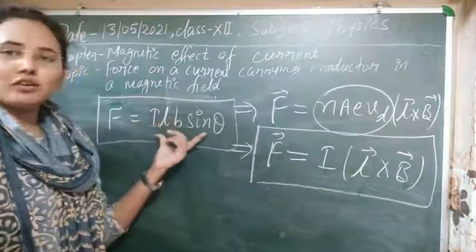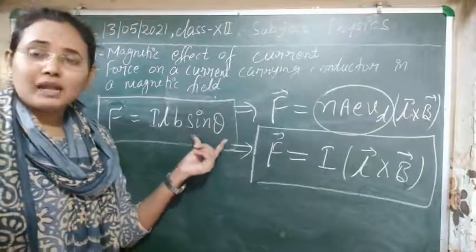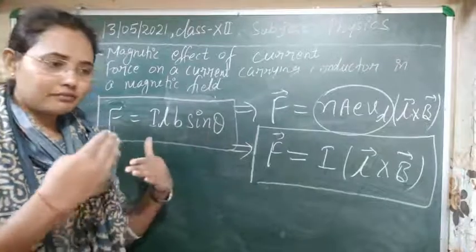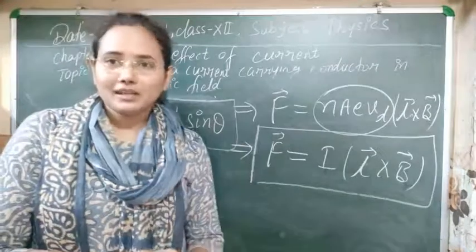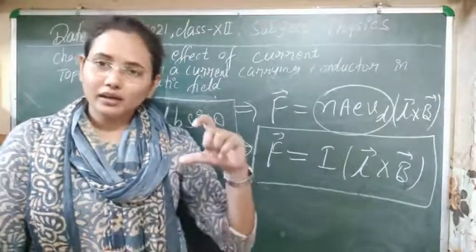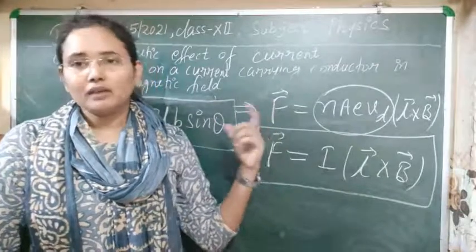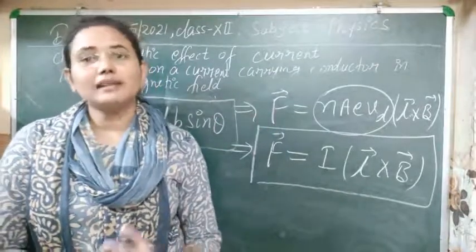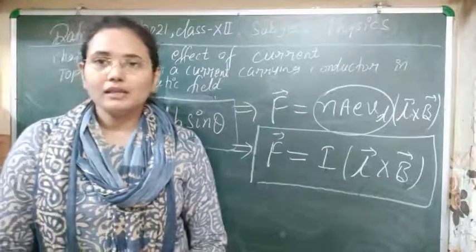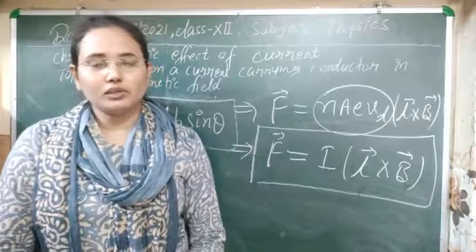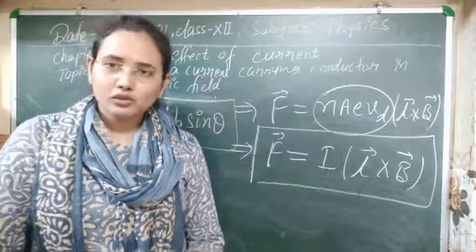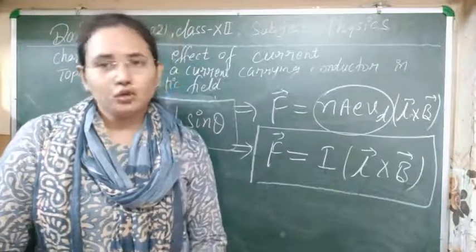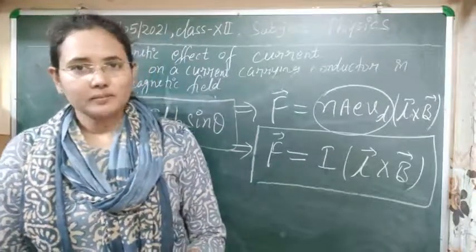So this will be the value of force. Suppose the conductor is held at a 30-degree angle to the magnetic field, then what kind of force will it experience? The direction you can easily find out by using Fleming's left hand rule. Clear, I think? Or you can also use the right hand palm rule to find out the direction of the force.